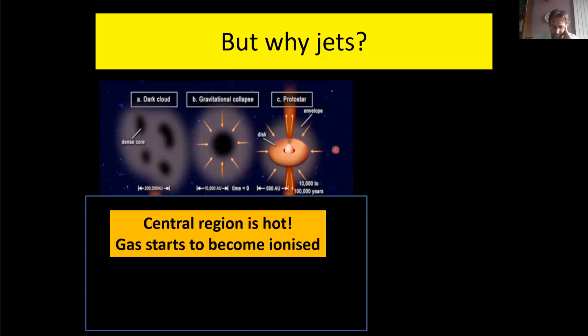The central region is hot. The gas is becoming ionized. Also, in the accretion disk, the center becomes very hot and the gas will be already ionized. That means collision. Electrons are kicked away from the atoms. You have an ion, you have an electron.